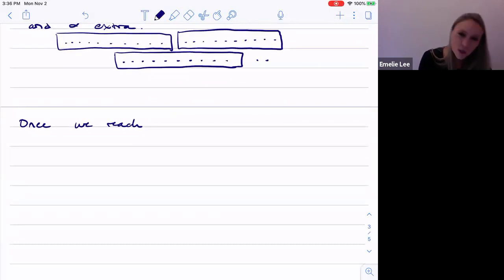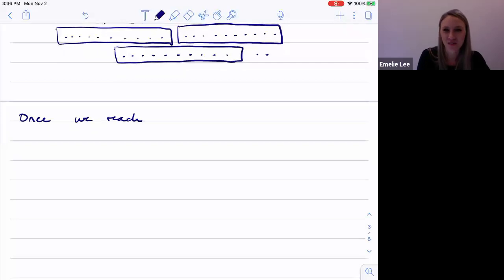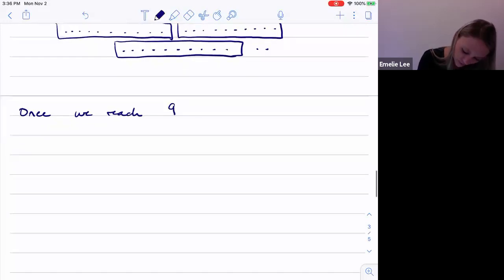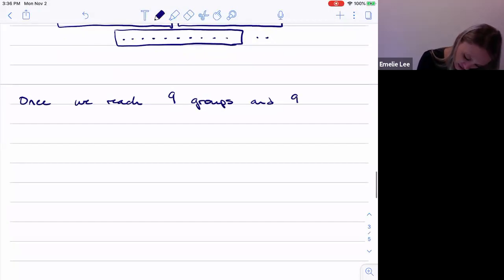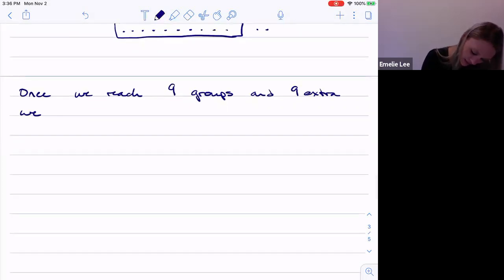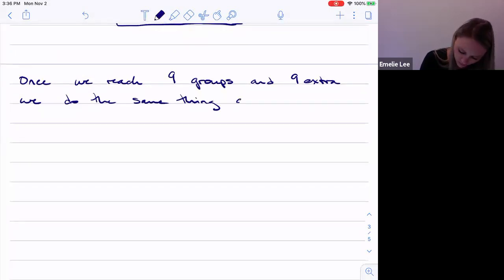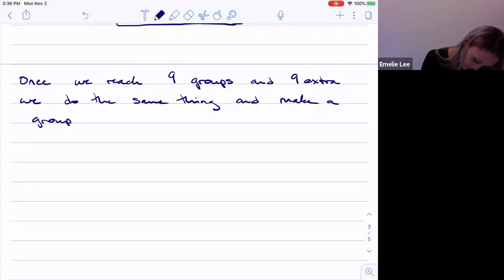Once we reach 9 groups and 9 extra, we do the same thing. We do the same thing that we just did and make a group of groups.